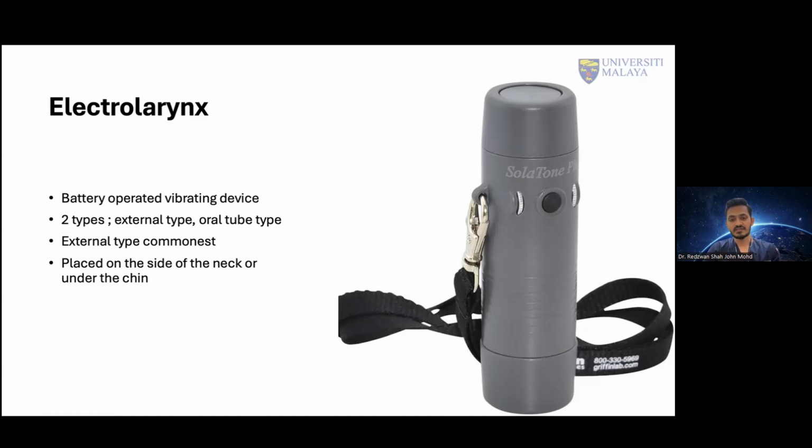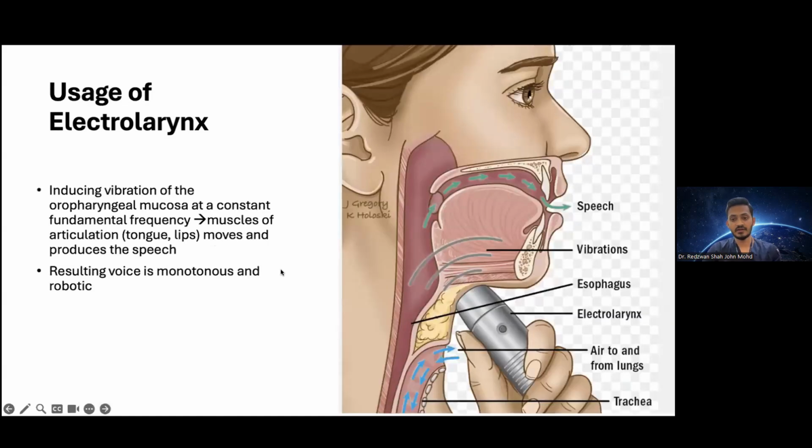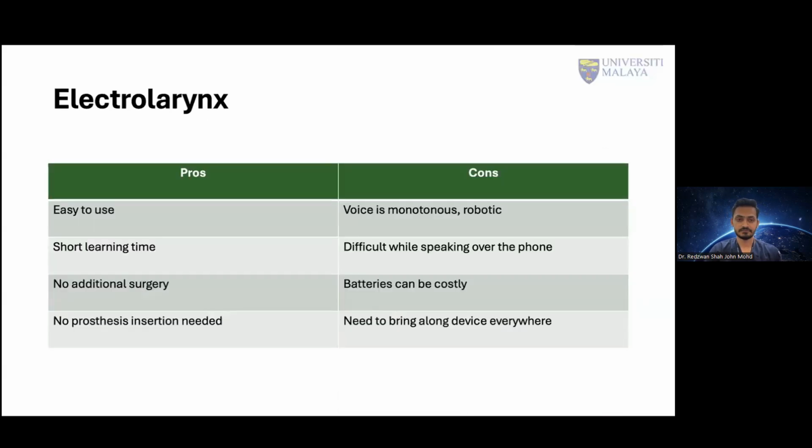This is placed on the side of the neck or at the chin of the patient. Upon placing the device over the neck or the chin, it produces a vibration which induces the vibration of the oropharyngeal mucosa at a constant fundamental frequency, which is then channeled to the muscles of articulation, the tongue and the lips, which move and produce the speech. The resulting voice is monotonous and robotic.